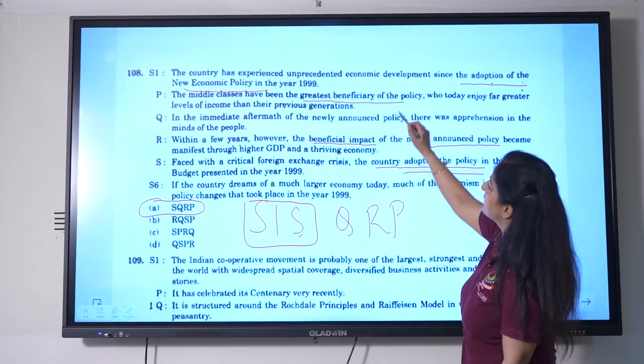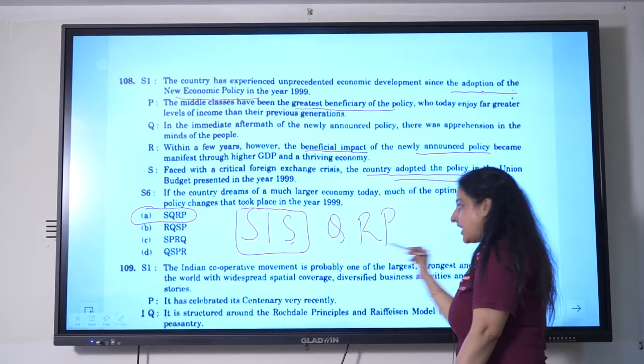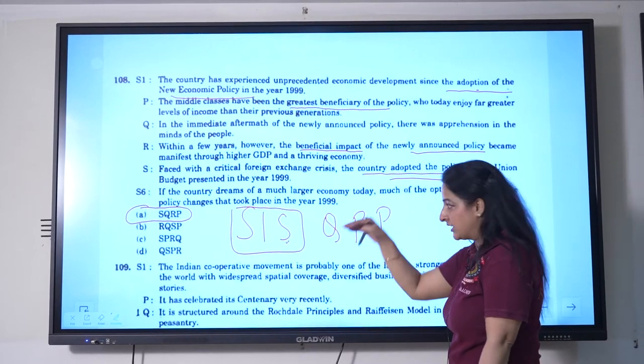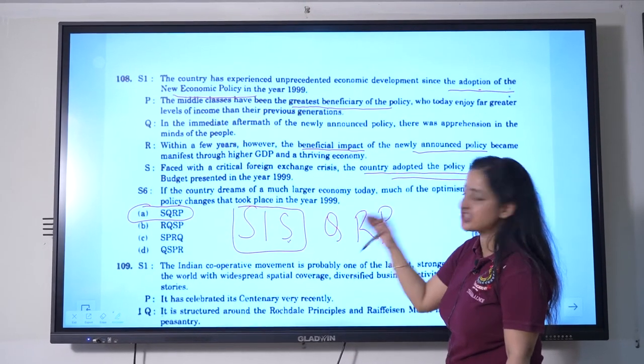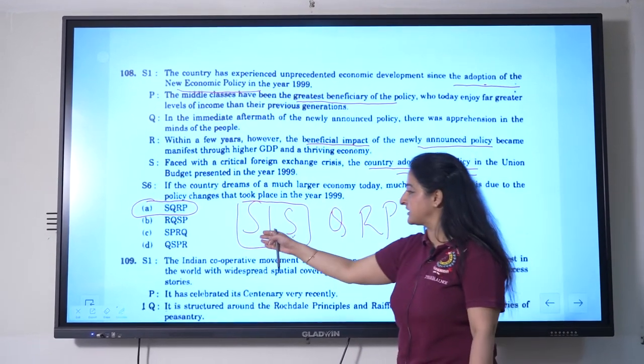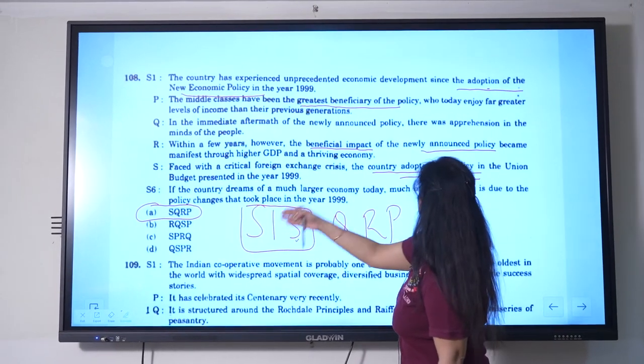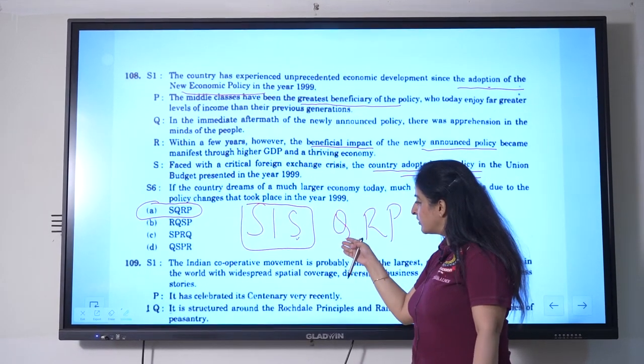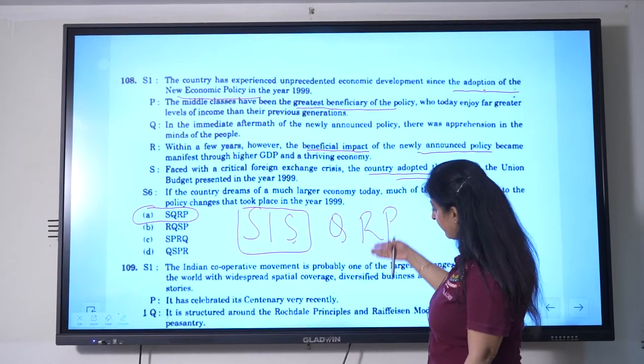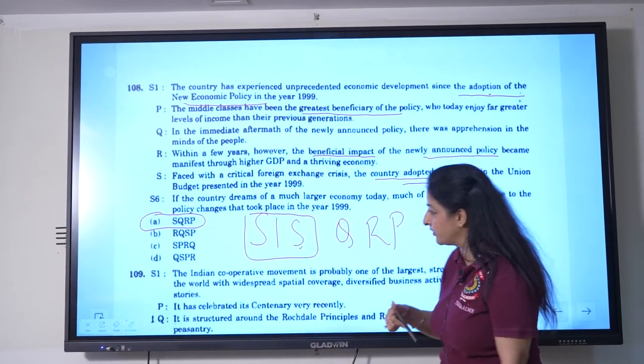Fayde yahan shuru hua, P mein batana aya. So the greatest beneficiary of the policy. So that's how it's progressing. Logical progression hai. Again, succession of events hai yahan pe. Pehle policy adopt hui, phir logon ke man mein dar tha, phir then fayde, this, that, beneficiaries. Okay.